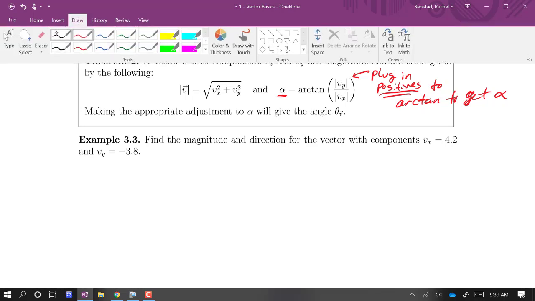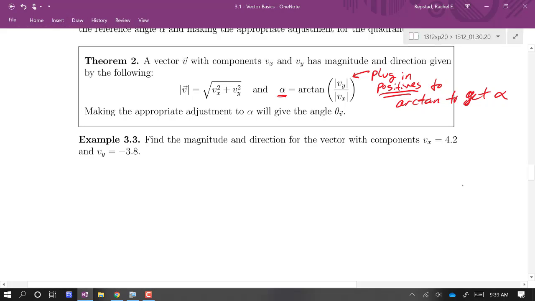Okay, so they've given us a couple of components. I'm just going to do a quick sketch. It's not going to be accurate, I'm just going to eyeball about where this belongs. Maybe about here. The x component should be a little bit bigger than the y component. When we find the angle, the reference angle alpha is this acute angle as a positive number. And then we're going to use that to find theta. So this is in quadrant 4.